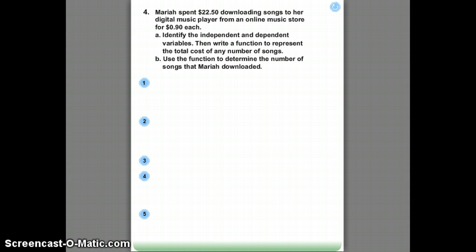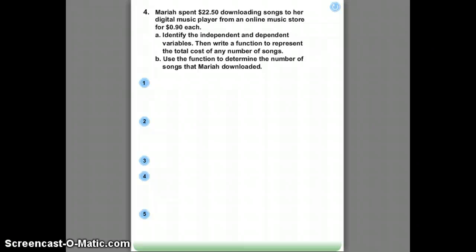So now we're going to talk about using function notation, and this is pretty simple. If Mariah spends $22.50 downloading songs to her digital music player from an online music store for 90 cents each, let's identify the independent and dependent variables, then write a function to represent the total cost of any number of songs. So basically, you're just writing a function rule.